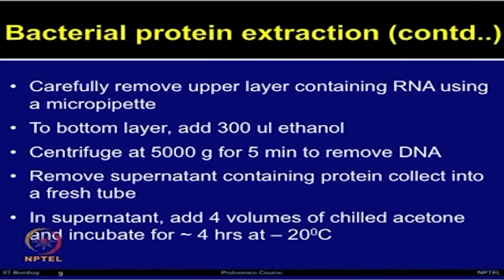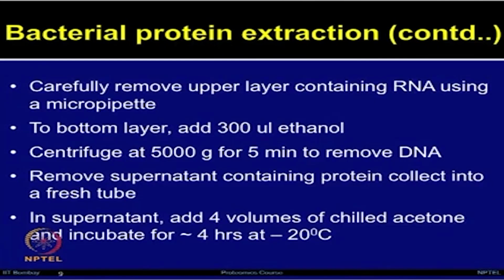After the centrifugation, remove the upper layer which contains RNA, and to the bottom layer you can add ethanol. Again you need to centrifuge at 5000 g for 5 minutes. This step will remove any DNA contamination. In fact, this step can be used for keeping the material safe for further DNA extraction. The same applies to the previous step, where you can collect the RNA which can be further used for RNA cleanup and preparation.